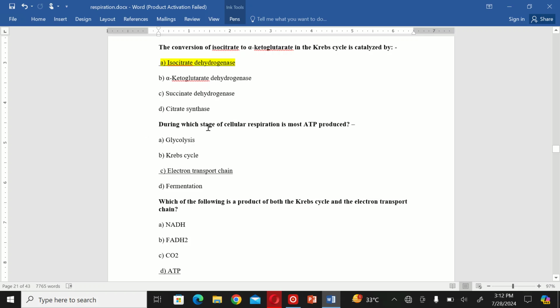The next MCQ is during which stage of cellular respiration is most ATP produced? A. Glycolysis, B. Krebs cycle, C. Electron transport chain, and D. Fermentation. So the correct option is C.